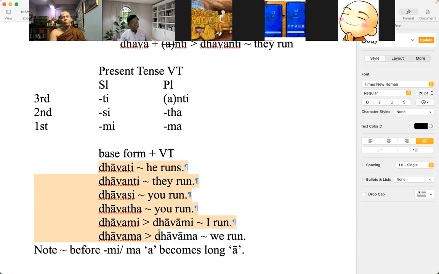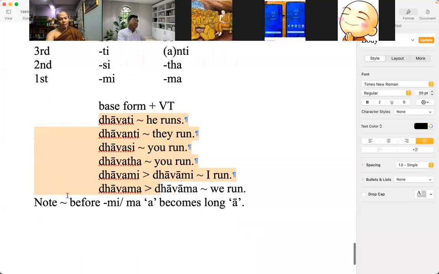Okay, don't try to memorize. Maybe while walking, you remember, oh, di, anti, si, tha, mi, ma. Okay, one time you recite. Maybe before breakfast, you remember, oh, present tense in Pali, verb termination: di, anti, si, tha, mi, ma. Okay. And then before sleeping, also one time. In this way, just once. So don't try to memorize. Okay, di, anti, si, tha, mi, ma.